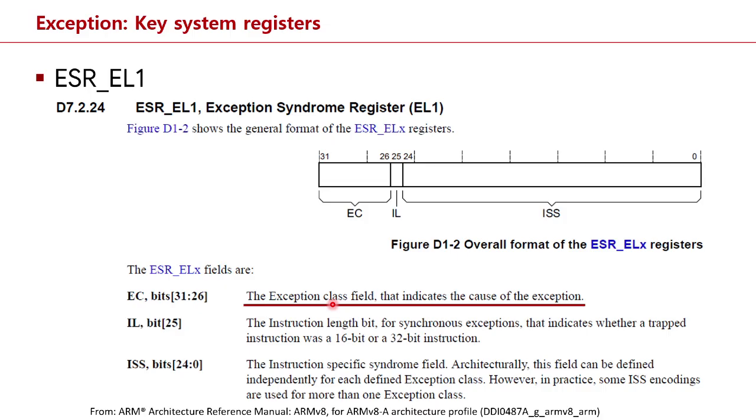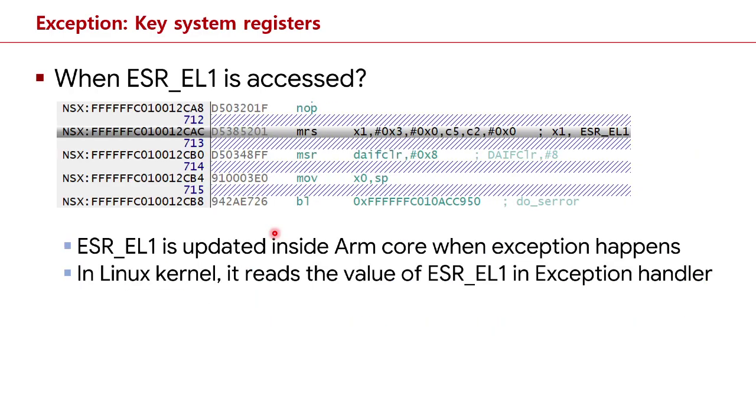Software usually reads the value of the Exception Syndrome Register to identify the cause of the exception. The ARM architecture defines many exception classes. For more information, we can read the ARM reference manual. Now that you know the ESR_EL1 register, let's look at the assembly instruction that reads the value of the exception syndrome register.